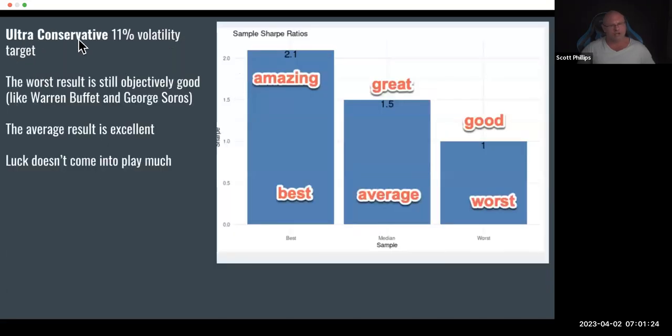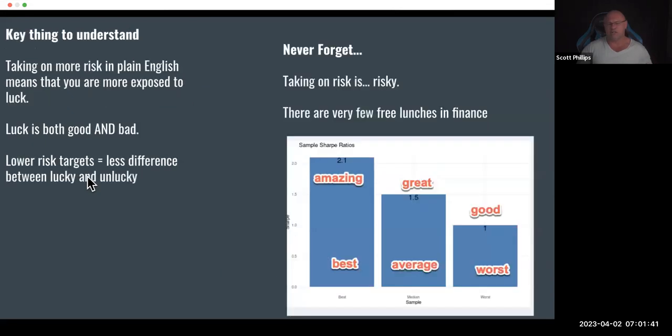So at our ultra conservative target, the worst result is still objectively good. It's still as good as George Soros and Warren Buffett. Our average result is amazing. Very happy with that. And our lucky result is brilliant. It's like touching on the best in the world. So luck doesn't come into play the more conservative you are. Taking on risk really means that you're more exposed to luck. Luck works both ways, right? Hit the red, get ahead, hit the black, set you back. Lower risk targets have less difference between lucky and unlucky.